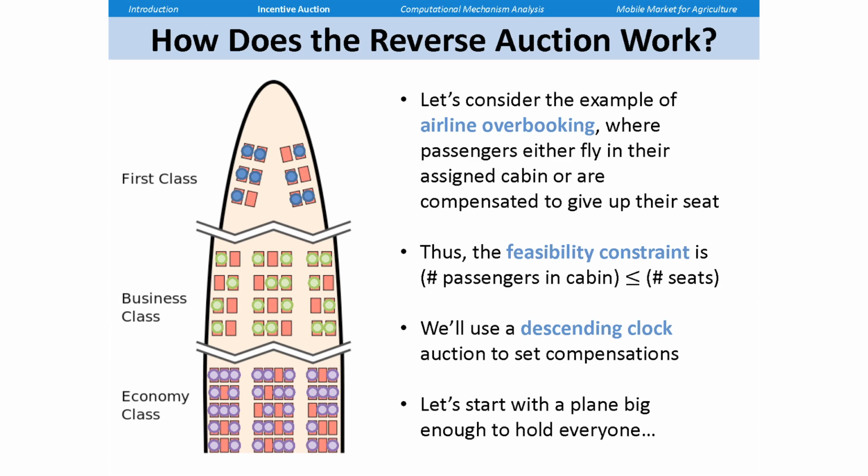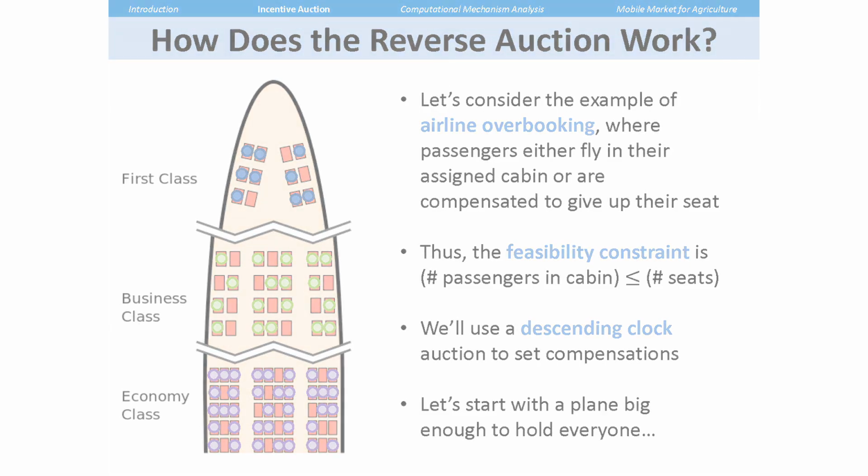So the feasibility constraint that I'm going to have as an airline is that the number of passengers in each cabin is less than or equal to the number of seats I have, because I can't fly with people standing up. Someday they'll do that, but not yet. And I'll use a descending clock auction to set compensations. The way to think about this is I start with a plane that's big enough to hold everybody. So these dots, which I individually placed with my mouse, are people. And this is my plane, right?